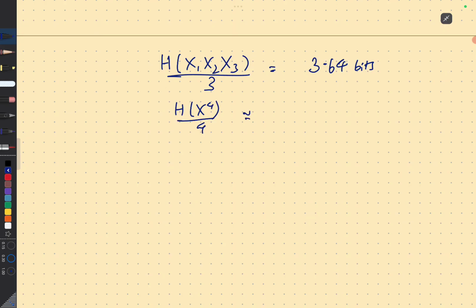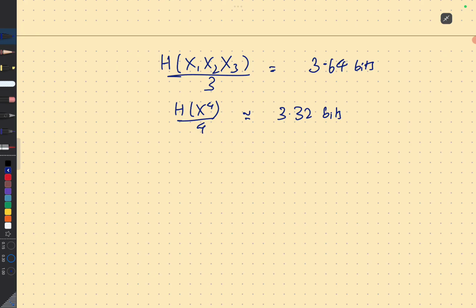This turns out to be roughly 3.32 bits and so on. So if I group together multiple symbols, take blocks of symbols at a time and try to compress that, I can potentially achieve a much smaller rate. All right? But all of this comes at a price, and that price is computational complexity.